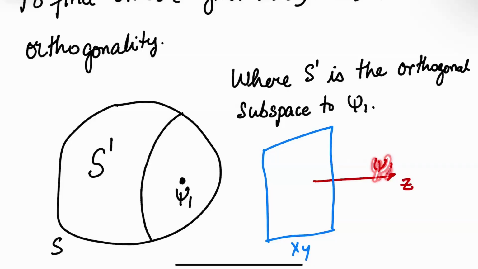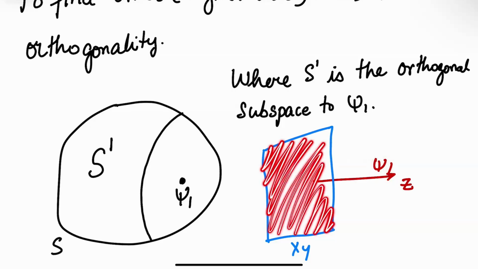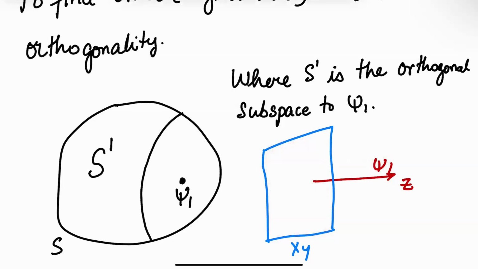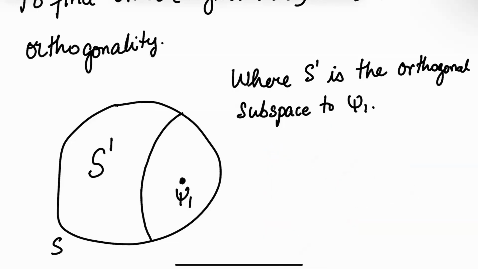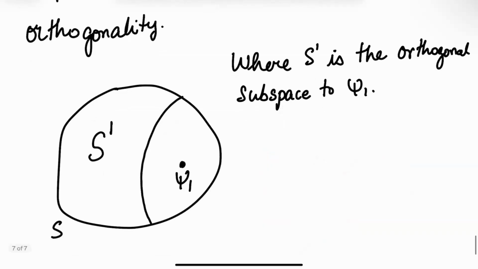Right? So now I'm going to set my set of admissible functions to be functions that lie in this plane. So this is the abstract notion of this plane. I'm just giving you an example of an orthogonal subspace in Cartesian coordinates, right? So this S1 is the orthogonal subspace to psi1, okay?